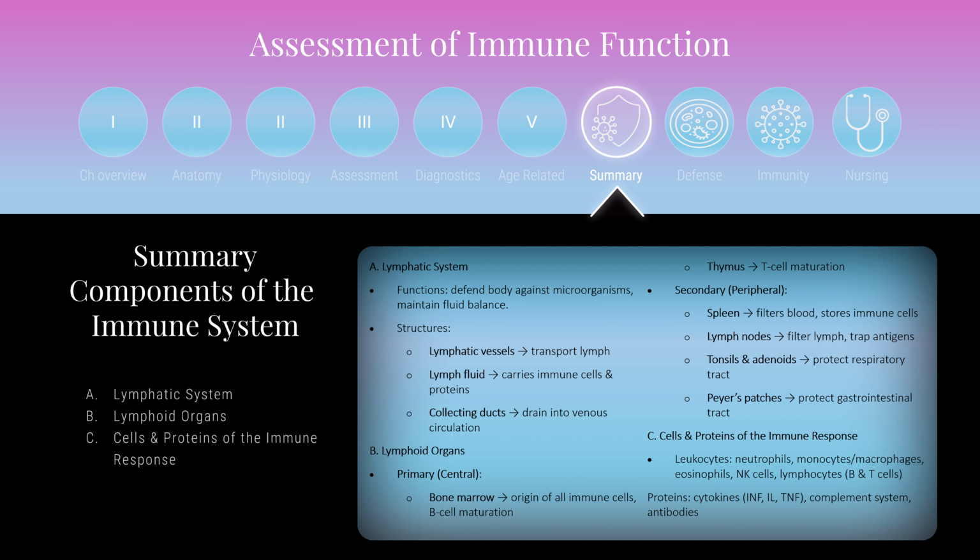We have cells and proteins of the immune response, like leukocytes, neutrophils, monocytes, macrophages, eosinophils, NK, the killer cells, the lymphocytes, B and T cells, and proteins like cytokines, the complement system, and antibodies.